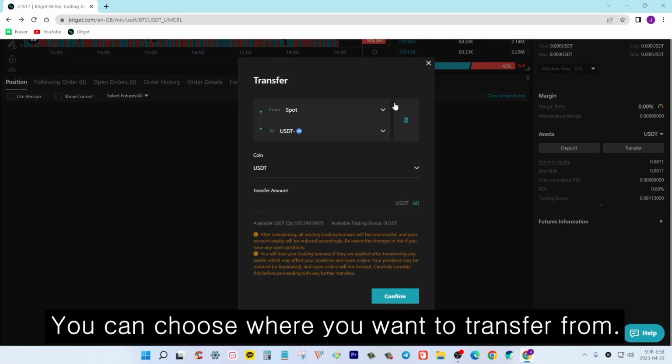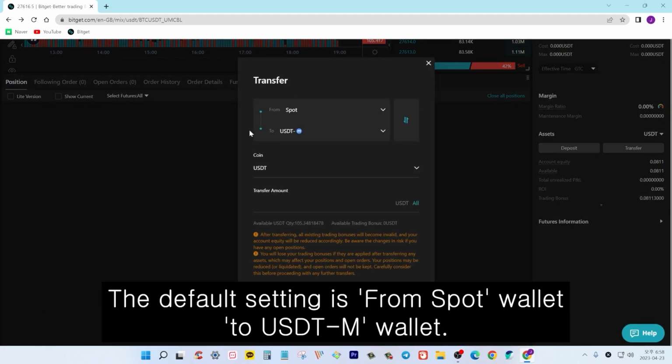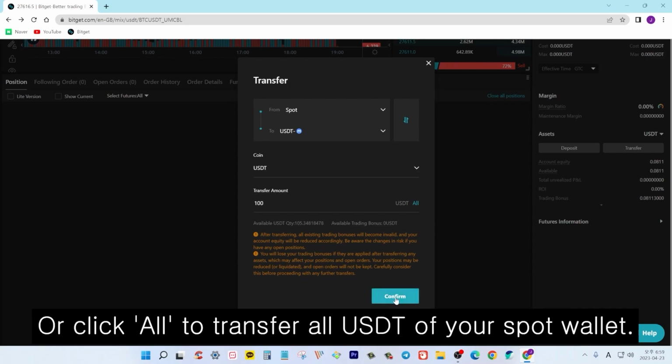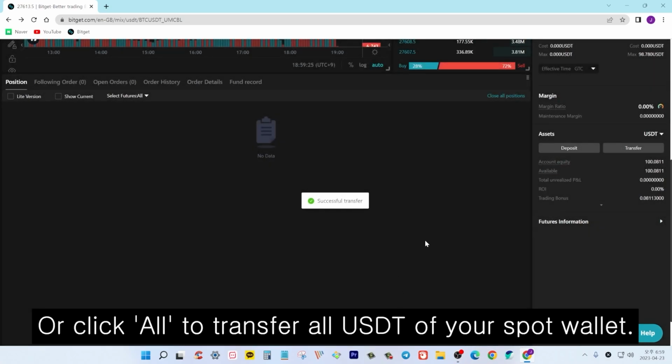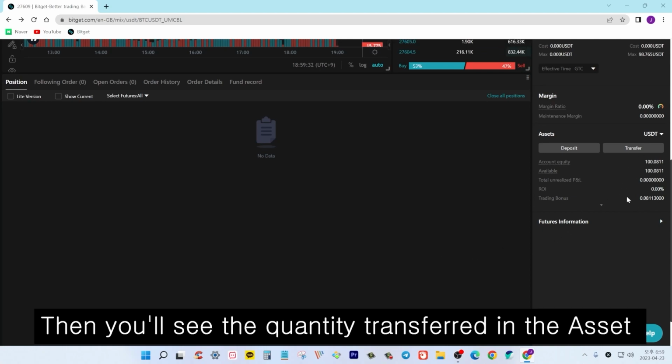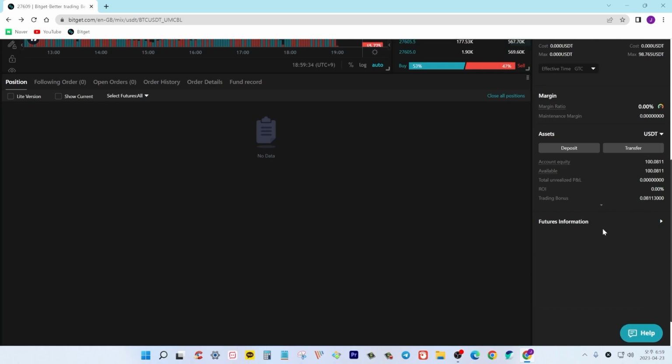You can choose where you want to transfer from. The default setting is from the spot wallet to the USDT-M wallet. There is no need to change it at this time. So write down the quantity you want to transfer, or click All to transfer all the USDT in your spot wallet. Then you'll see the quantity transferred in the asset window.